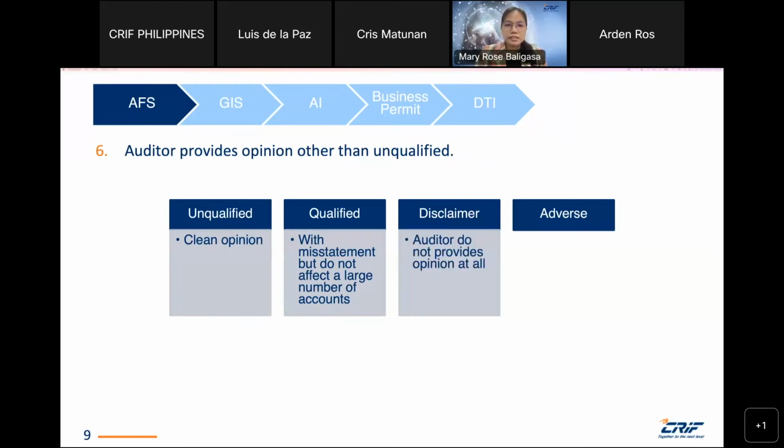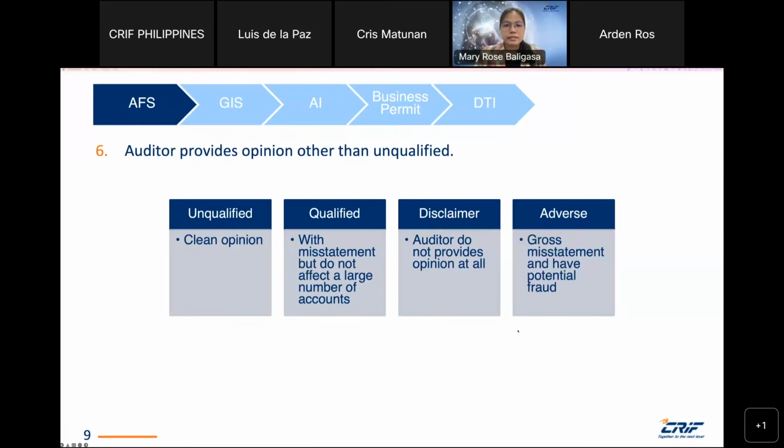Then the next one is the disclaimer. Here, the auditor does not provide an opinion at all because the auditor is unable to collect sufficient appropriate audit evidence to base its audit on, and as a result, a large number of accounts are not verifiable.